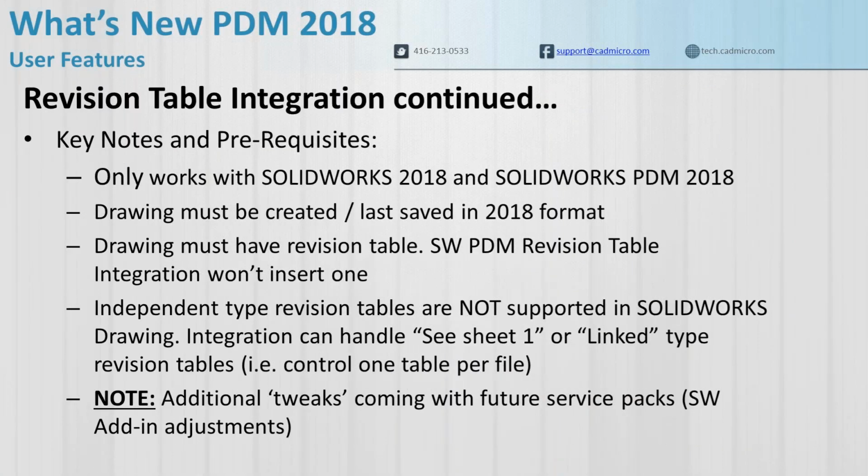So some key things to note about the revision table integration. Everything has to be 2018. You will not be able to run this on anything 2017, be it SOLIDWORKS, PDM, or a file that is 2017 or earlier. The revision table has to pre-exist in the drawing. It can be a blank revision table, but it has to exist. It's not going to create one for you. And the other big thing is that you can't use independent type revision tables. In other words, you can have one revision table and other tables linking to that table, but if you have sheets, you can't have independent revision tables on each sheet.